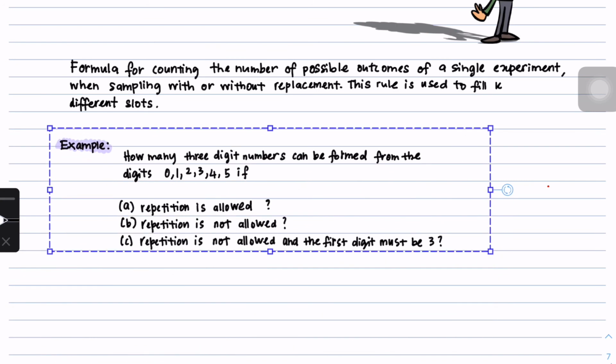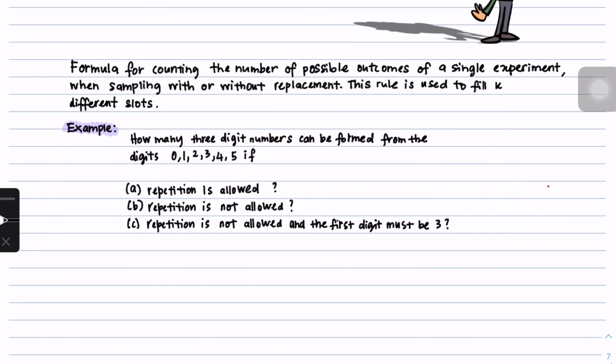Okay, so the question asks us how many 3-digit numbers can be formed from the digit 0, 1, 2, 3, 4 and 5. So now we have 6 pilihan. Sama ada 0, 1, 2, 3, 4 atau 5, kita boleh pilih antara 6 ni untuk kita bentukkan number yang mempunyai 3 digit. 3 digit number. Tadi 4 digit, sekarang 3 digit. Tadi dia ada syarat nombor tu mesti lebih daripada 3000. Sekarang tak ada syarat. Cuma the first question asks us how many 3 digit number can be formed from the digit 0, 1, 2, 3, 4 and 5 if the first one repetition is allowed. Maksudnya kita boleh guna number tu berulang kali.